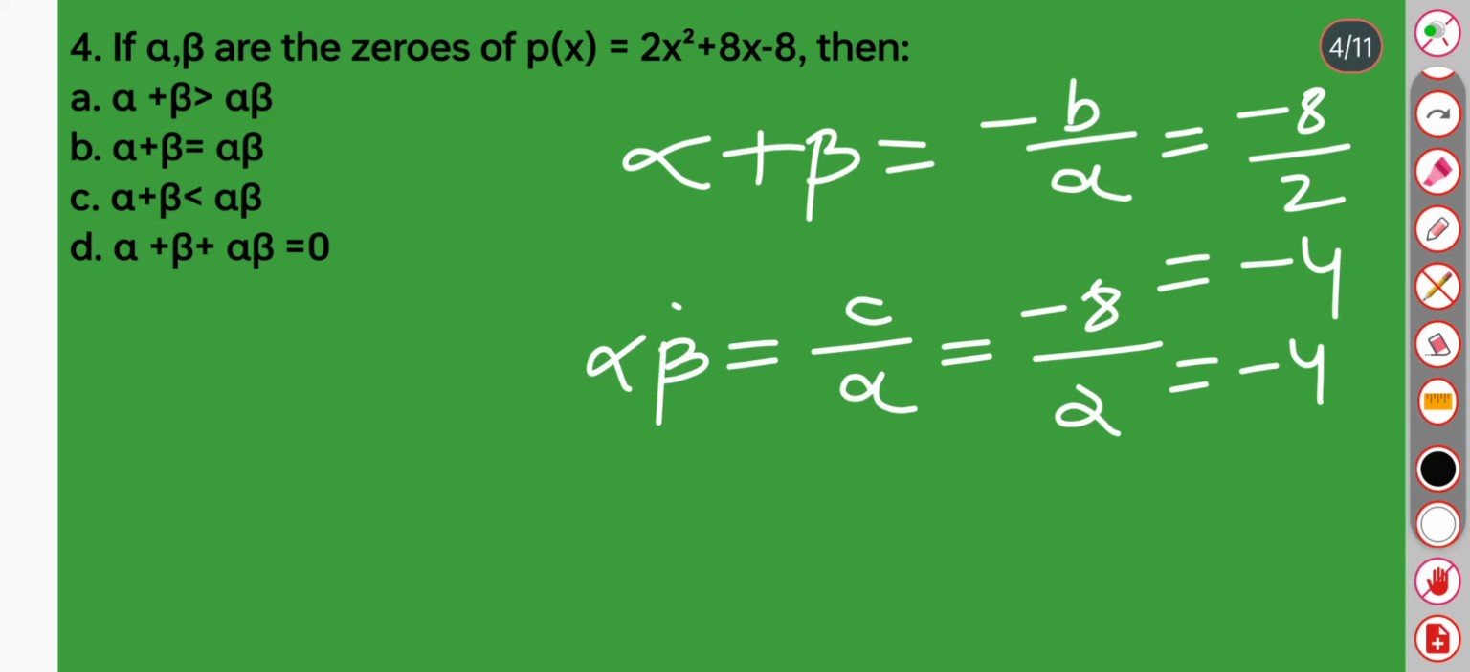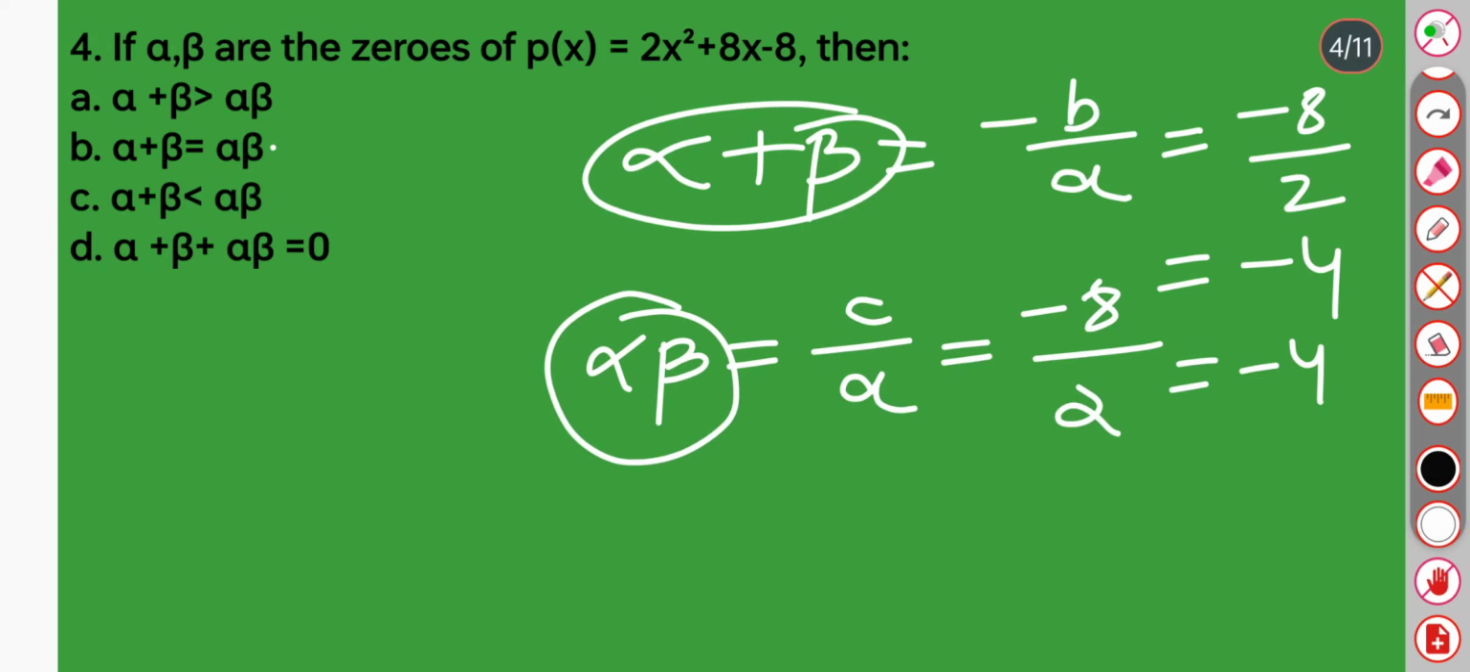So both sum of zeros and product of zeros are minus 4, minus 4. Now if you compare this, both alpha plus beta and alpha into beta values are equal. That means we can write option number B, alpha plus beta equal to alpha into beta, because both their values are equal, minus 4, minus 4. So option number B is the correct one. Okay, let's move to next question.